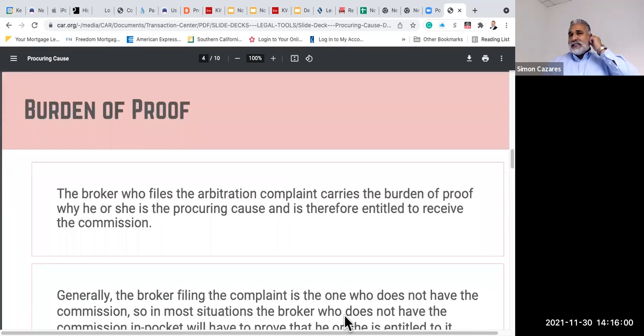Now, on a procuring cause claim, team, there has to be what's called a burden of proof, okay? What does that mean? What does that entail? Well, the broker who files what's called an arbitration, and I'll explain the different elements as well, because the purchase agreement defines two components. It defines mediation, and it also defines arbitration. And once the buyer and the seller agree to the terms of the RPA, and more so the agreements of the mediation and arbitration, then we must follow the direction of what the purchase agreement entails.